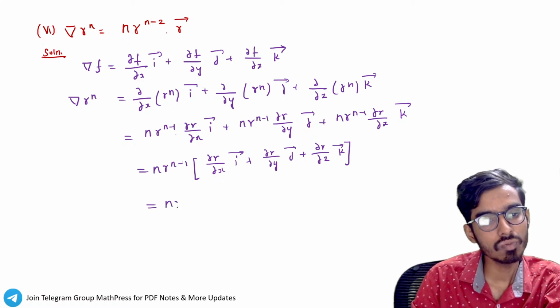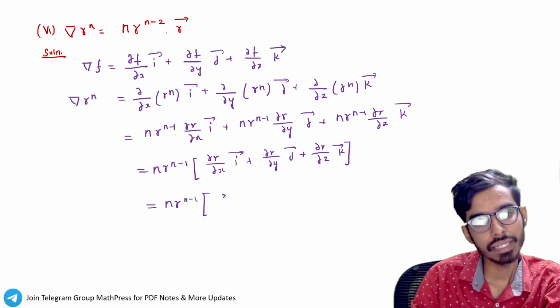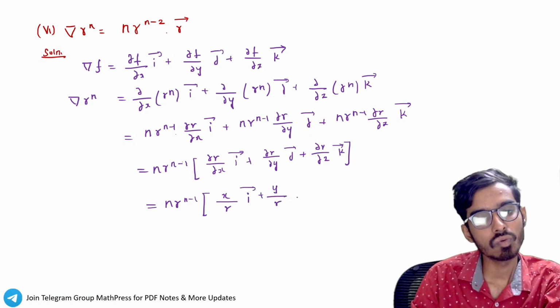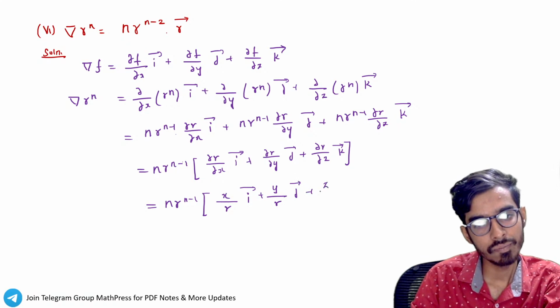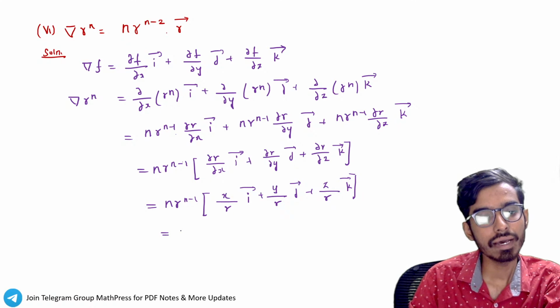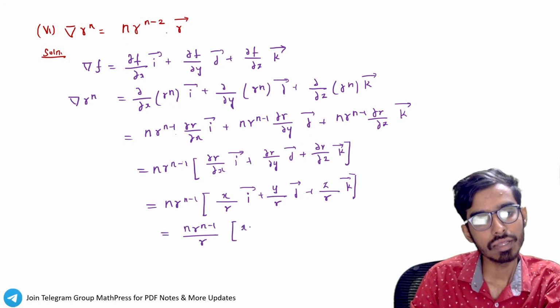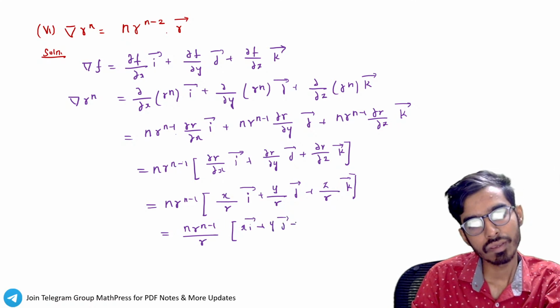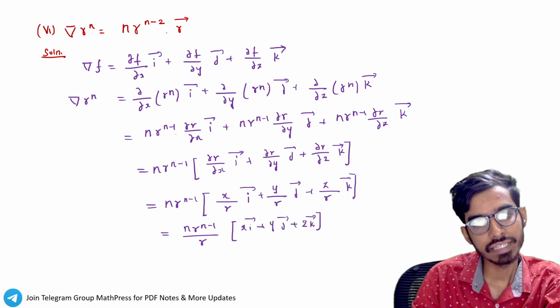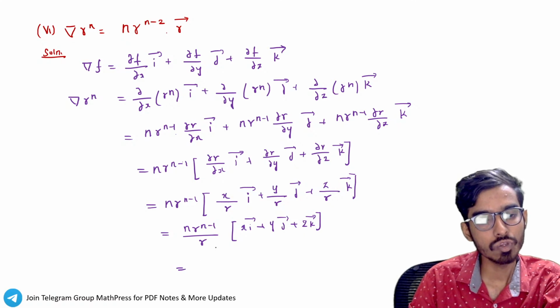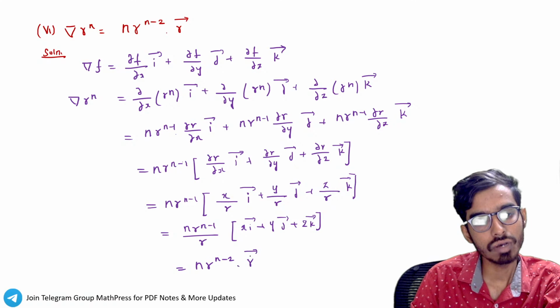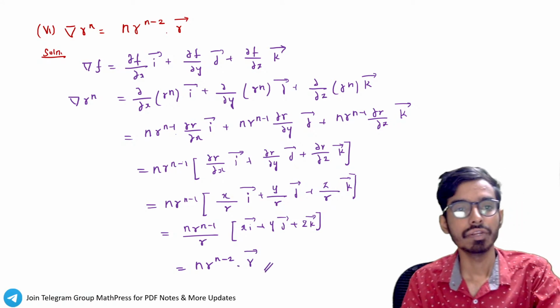So n into r^(n-1), this is x/r i vector, y/r j vector, z/r k vector. So take this 1/r outside. So n r^(n-1)/r. This will be x i vector plus y j vector plus z k vector. Take this r to the numerator. So we'll be having r^(n-2) into r vector. This is what we need to prove.